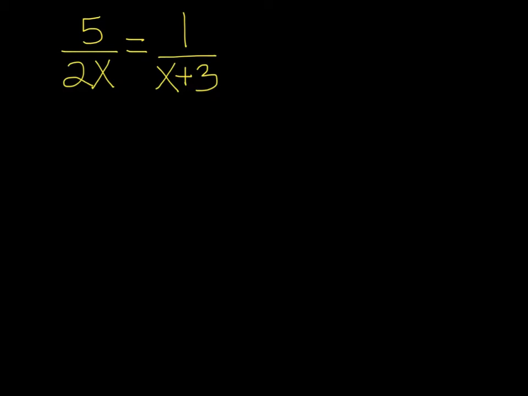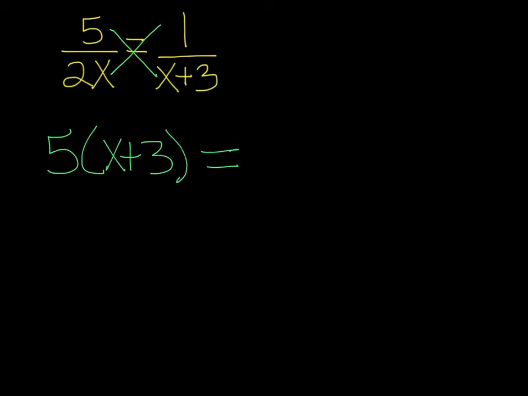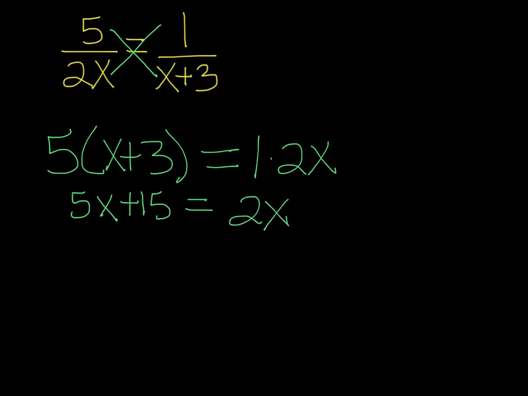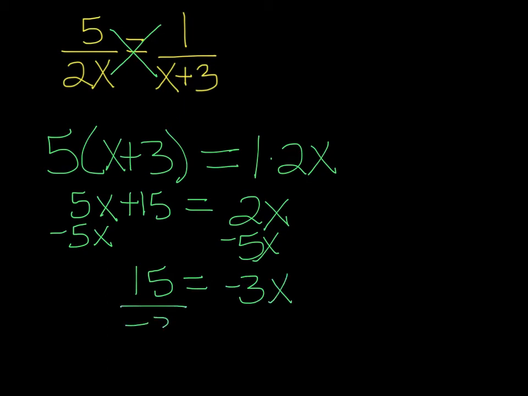Okay, we have 5 over 2x equals 1 over x plus 3. So we're going to cross multiply. That means we're going to multiply the 5 times x plus 3, put the equal sign, and then multiply the 1 times the 2x. So when I distribute my 5, I have 5x plus 15, and 1 times 2x is 2x. And now all you have to do is combine like terms. So I will subtract 5x from both sides. So we get 15 equals negative 3x, and then divide by negative 3 to get x equals negative 5.